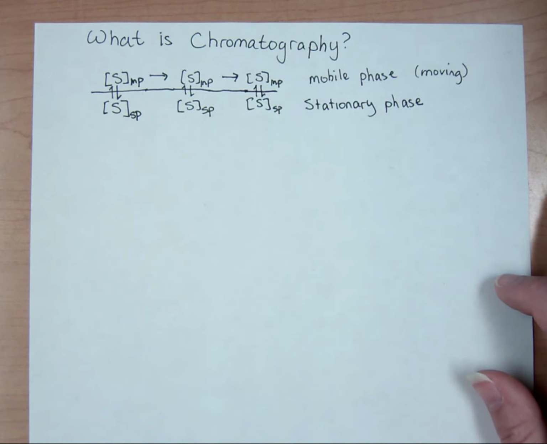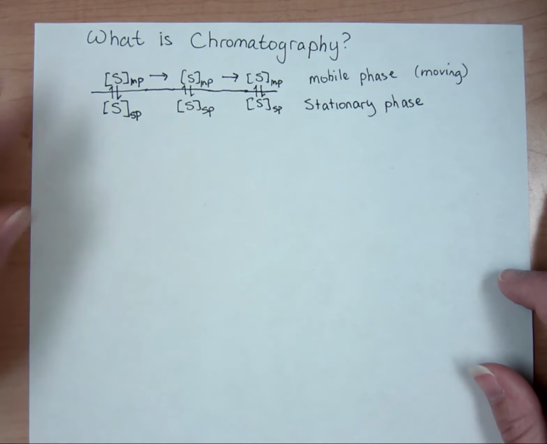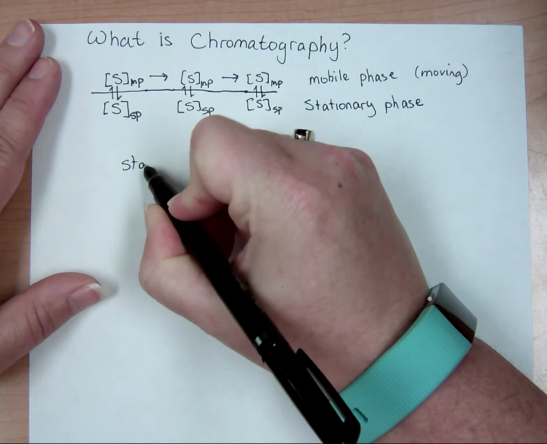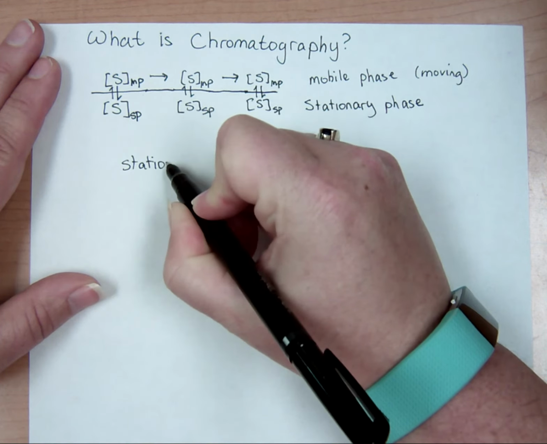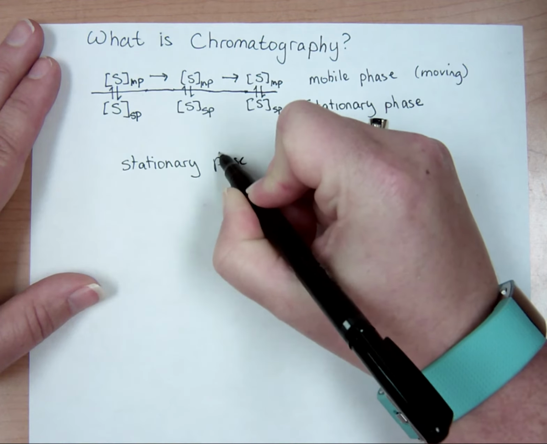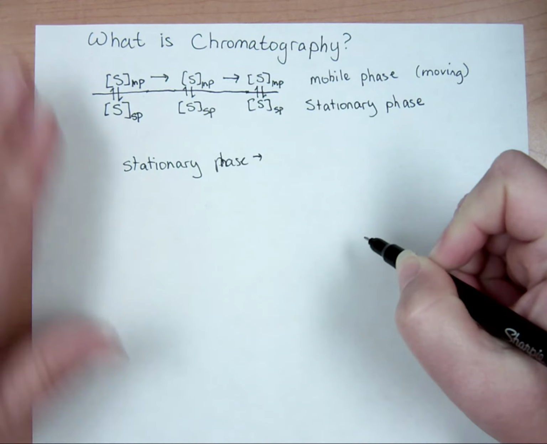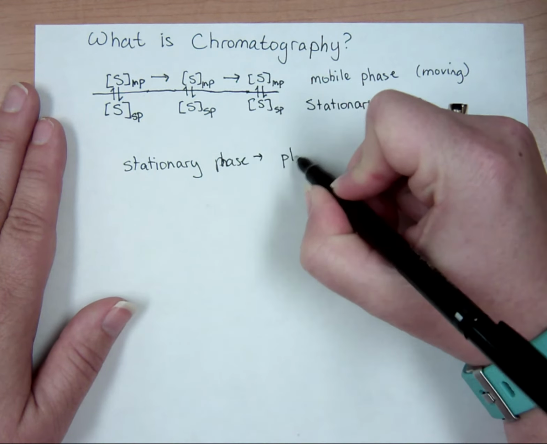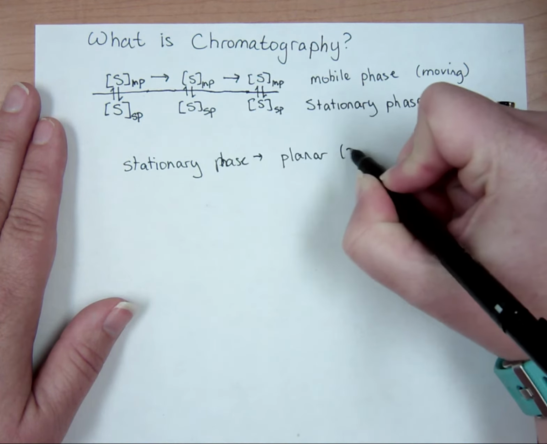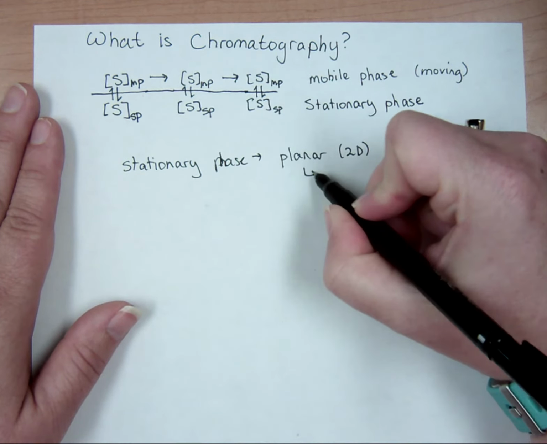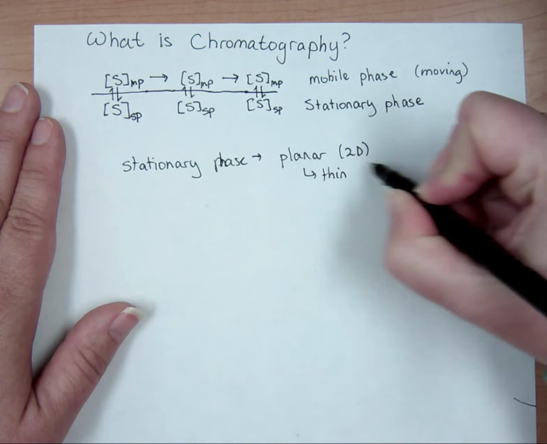Now, there's a variety of different options for stationary phases and mobile phases. And we'll talk about some of these combinations as we go through this class. So the stationary phase can be planar, so in a two-dimensional plane. And so we can see this using things like thin layer chromatography.